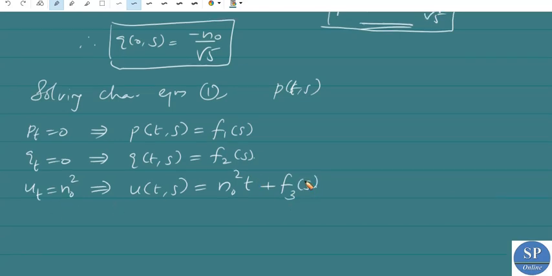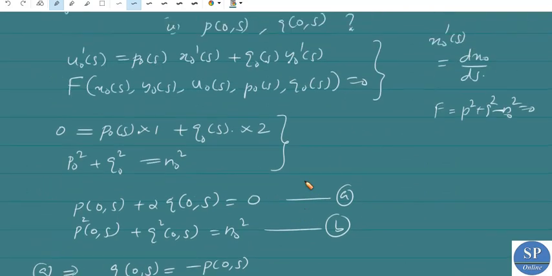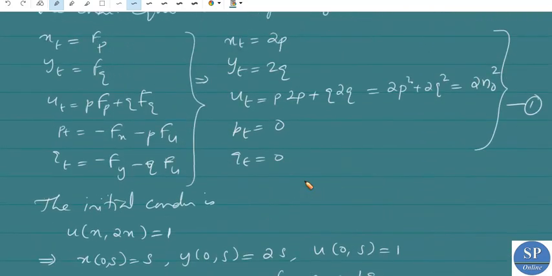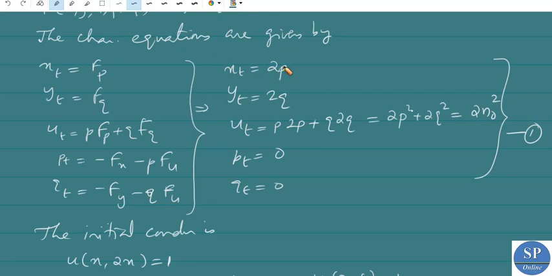Now we have two more equations to solve, which are the first two equations in the characteristic equations: xt equal to 2p and yt equal to 2q. Actually, we started our integration from the other equations because xt equal to 2p is not separable. This is dx by dt equal to 2p, so it is not separable in x and t. Now we already got p and q, so we can replace the values of p and q here, and it will be separable now.